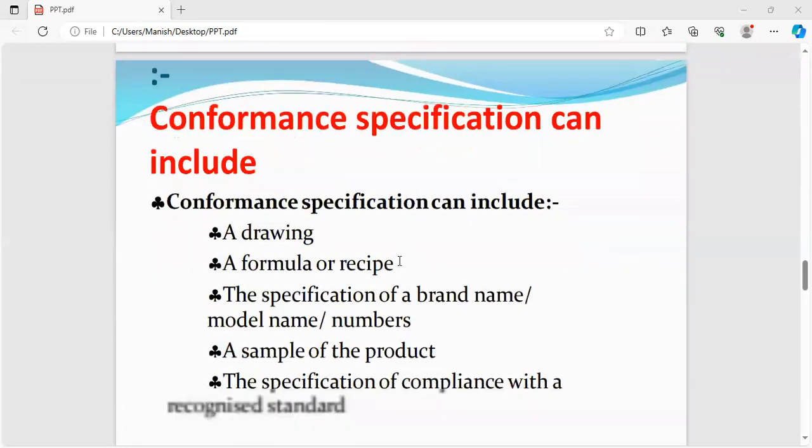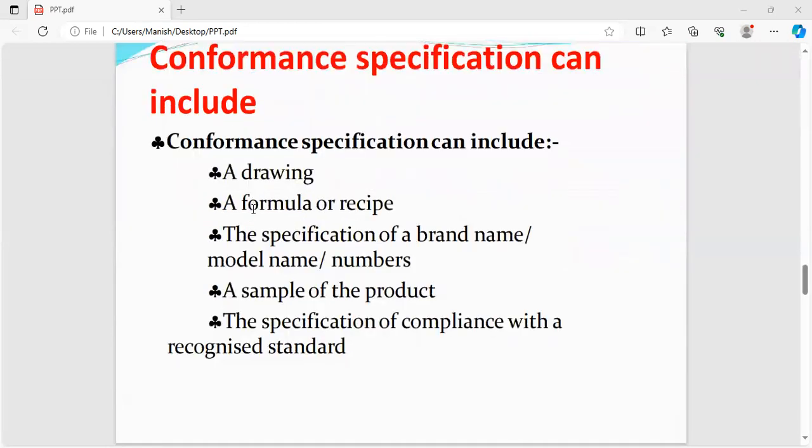A conformance specification includes the drawing, the formula, the recipe, the specification of a brand name, model name, numbers, a sample of the product, and the specification of compliance with a recognized standard. These are all conformance specifications, as features and elements which should be known to both the buyer and the supplier in clear terms.